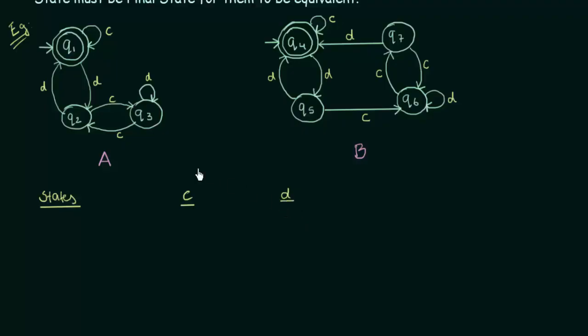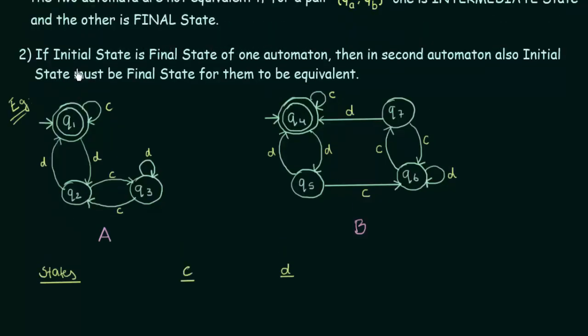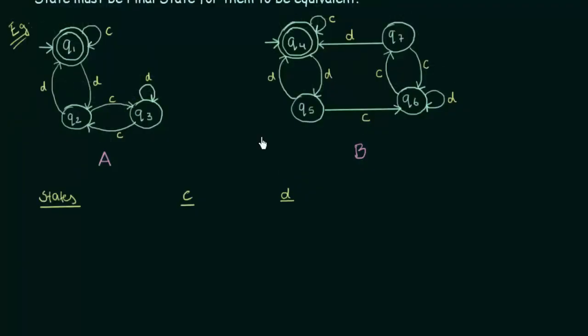Notice that in automaton A, the initial state is Q1 and the final state is also Q1. And even in automaton B, Q4 is the initial state as well as the final state. So here also the initial state and the final state are the same. So we satisfy the second condition already, where it says that if the initial state is a final state in one of them, it should be the same for the other as well. Since in both of them the initial state and final state are the same, the second condition is already satisfied. Now let's check the first condition.